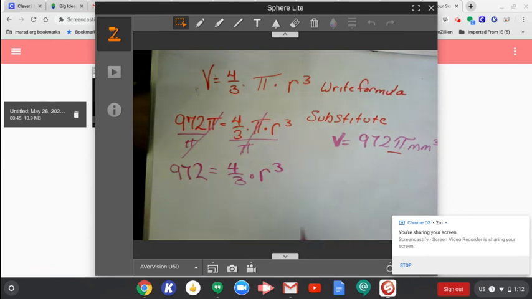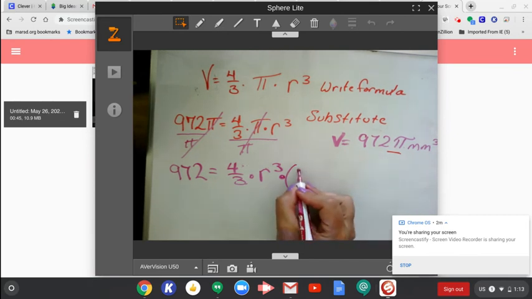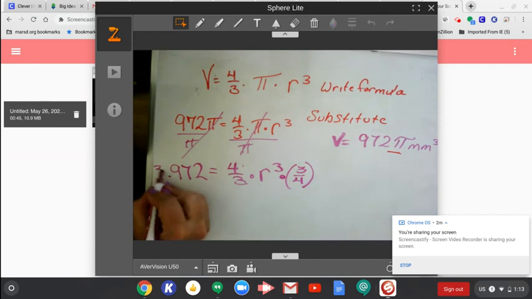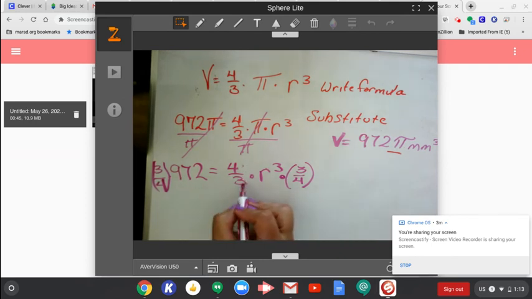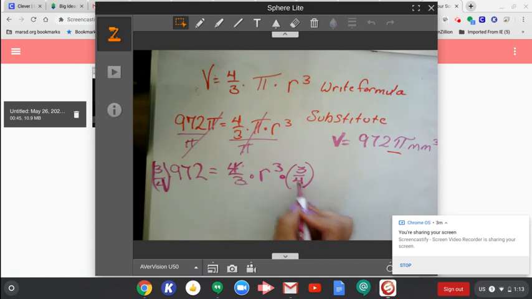Now, I don't know if you remember this from the beginning of the year, but to eliminate a fraction in an equation, you can always multiply by its reciprocal. The reciprocal of 4/3 is 3/4. So just flip it. I'm going to multiply both sides by 3/4. Now look how nice this is. 4/3 times 3/4, cancel, cancel. 4/3 times 3/4 is 1. So I have 1 radius cubed.